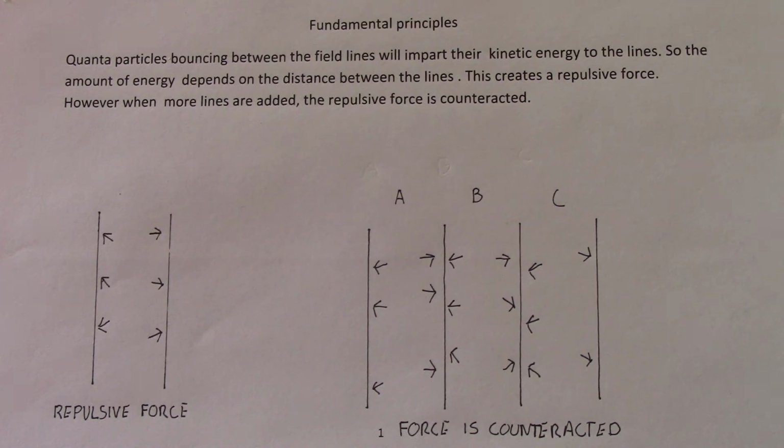So let's look at some of the fundamental principles of this theory. Now, quanta particles bouncing between field lines will impart their kinetic energy to the lines. So the amount of energy depends on the distance between the lines. So the closer the lines are, the greater the energy is. And this is because it takes less time for the quanta particles to travel between the lines. So therefore, the further apart the lines are, the weaker the energy is. So force is inverse to distance.